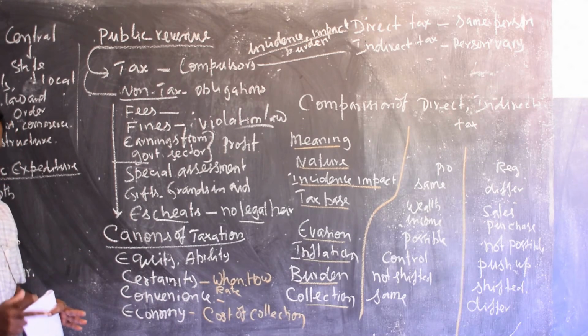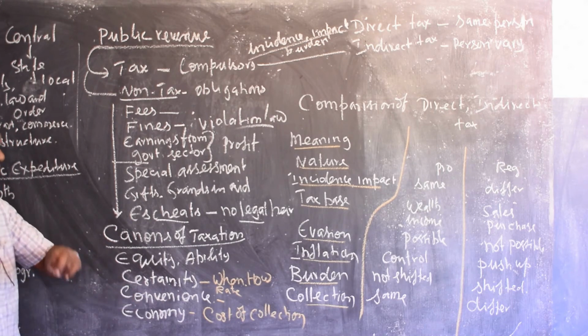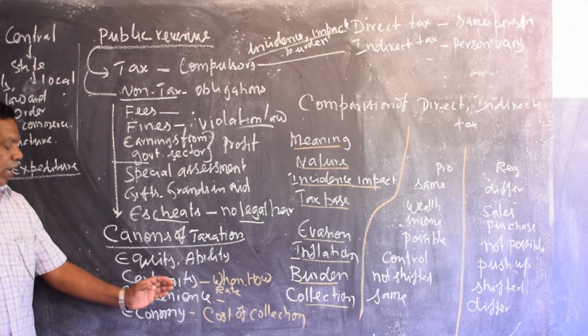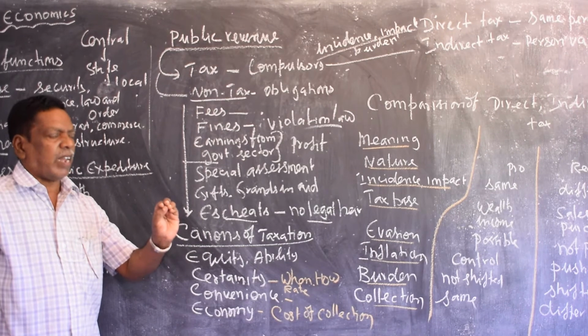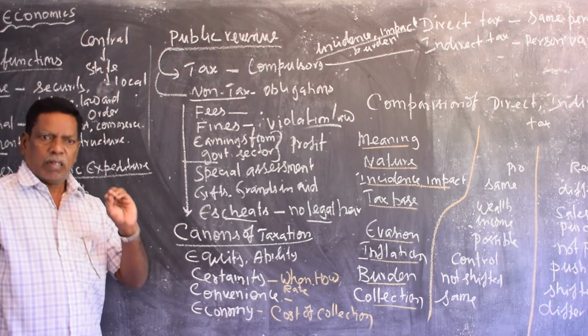And then the canon of convenience. In collection of tax and levying tax, the government should choose a convenient time without burdening the payer.